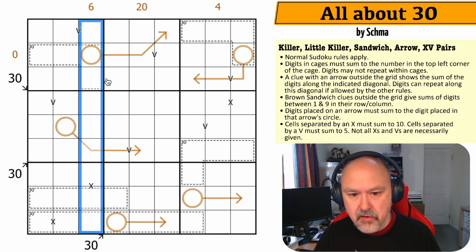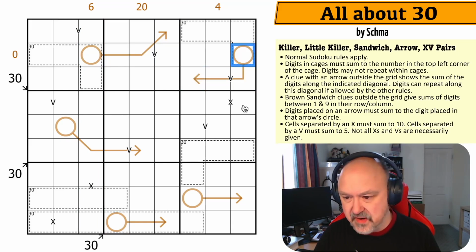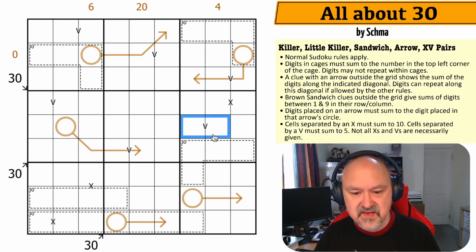Digits placed on an arrow must sum to the digit in that arrow circle. So the sum of these digits will get placed here. The sum of these digits will get placed here. Cells separated by an X must sum to 10. Cells separated by a V must sum to 5, and not all X's and V's are necessarily given. There's a difference between given and necessarily given.